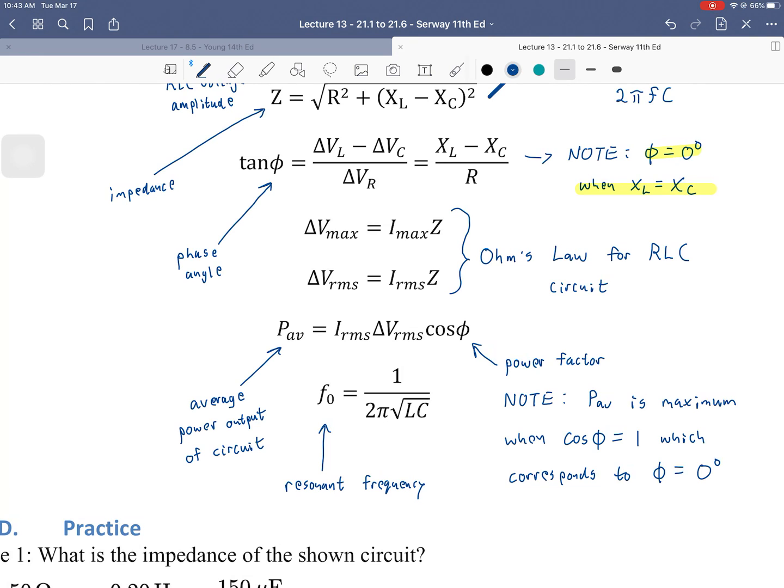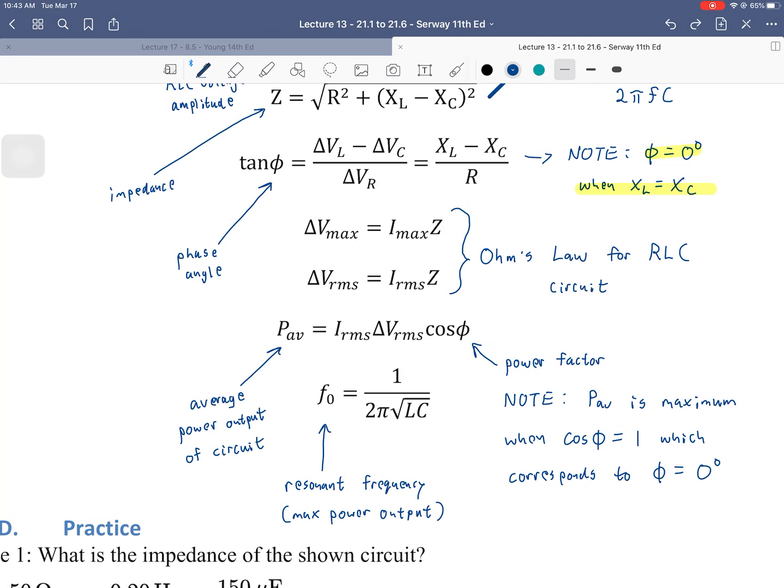And which is max power output. Of course, I mean max average power output, but it basically is making this term as big as possible. That's where it's resonating. That's where the circuit's doing the most, because it's running at its highest possible power rate.